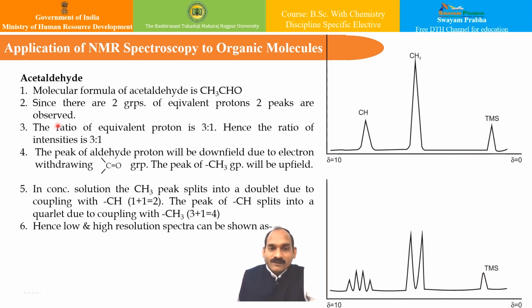Similarly, if I take the example of acetaldehyde, CH3CHO, since there are two groups of equivalent protons, two peaks are expected. So two peaks are observed in the low resolution spectrum, and the ratio is 3:1. The peak of the aldehyde proton will be downfield due to the electron withdrawing carbonyl group, and the peak of CH3 will be upfield.